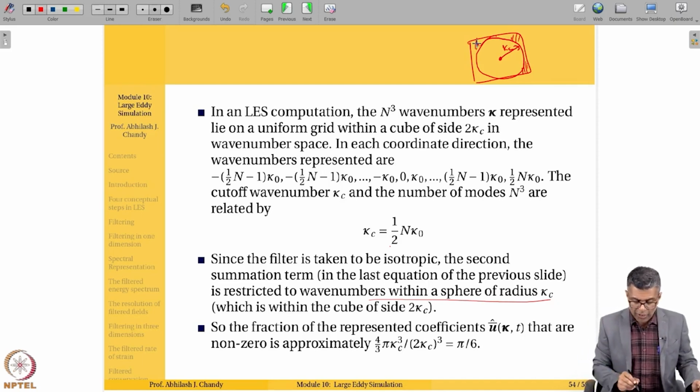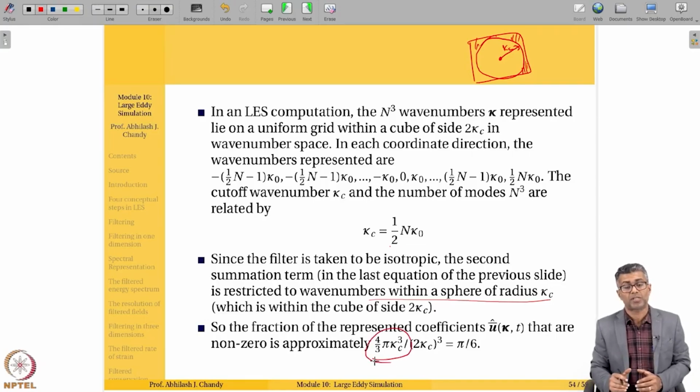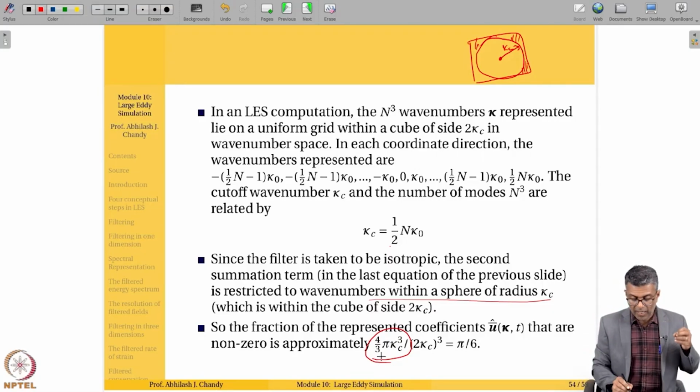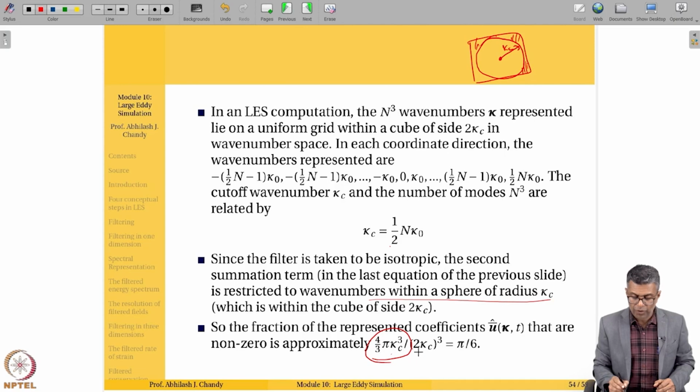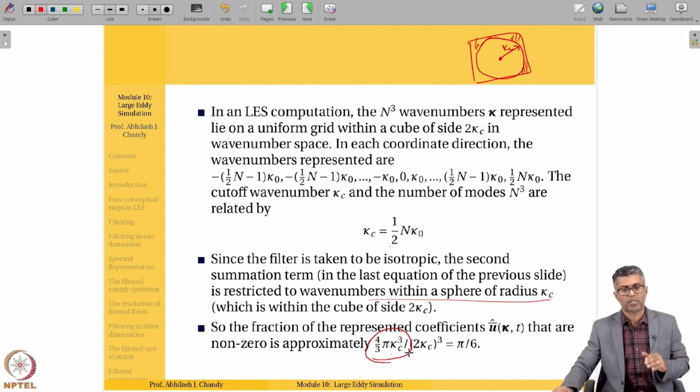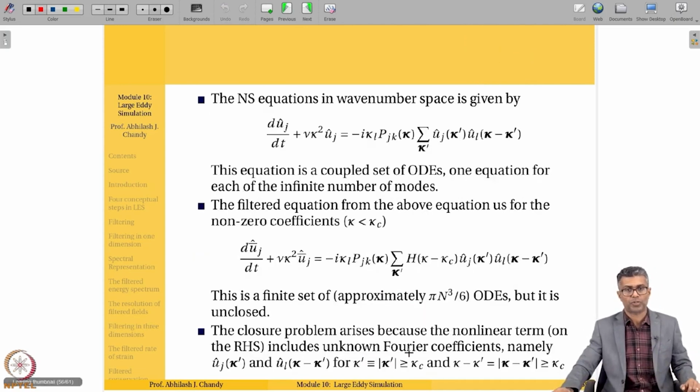Okay, so the fraction of represented coefficients of the filtered velocity field in wave number space that are non-zero is basically 4/3 pi kappa c cubed, which is the volume of the sphere of radius kappa c, divided by 2 kappa c cubed, isn't it? 2 kappa c cubed becomes the total number of wave numbers in the cube, right? Whereas 4/3 pi kappa c cubed is the total number of wave numbers in the sphere. So the ratio of this gives you pi by 6. That is the fraction of represented coefficients.